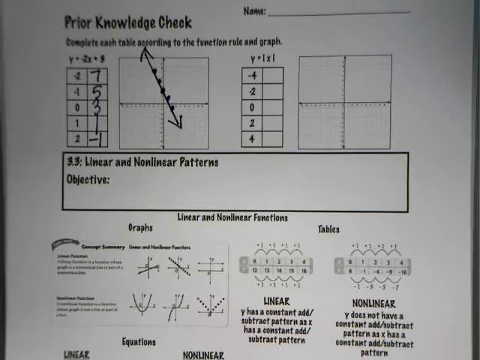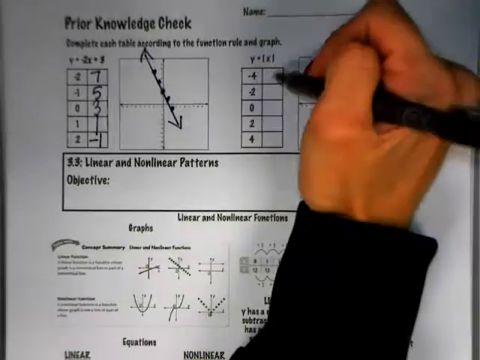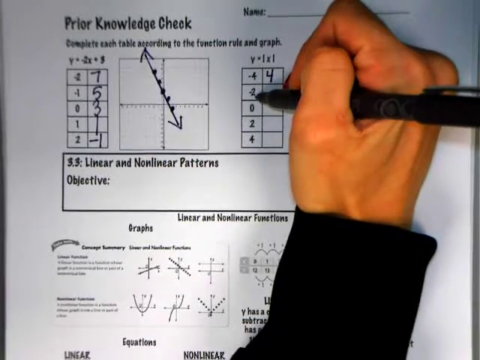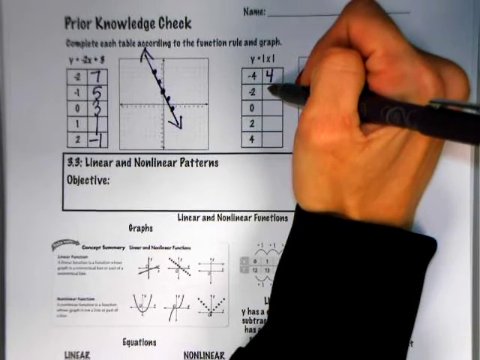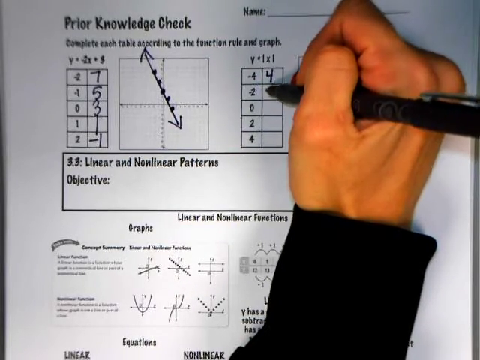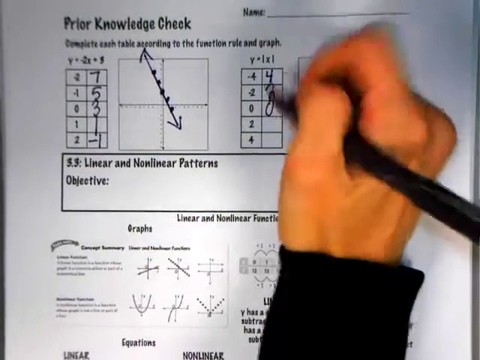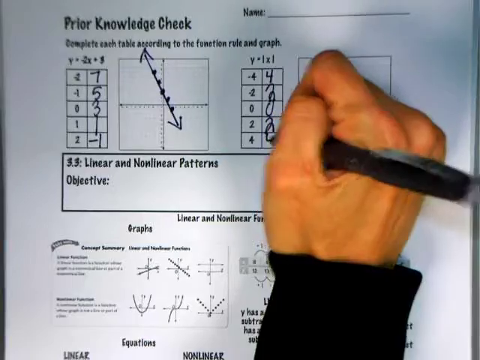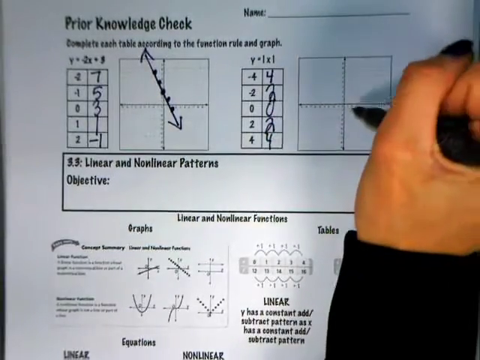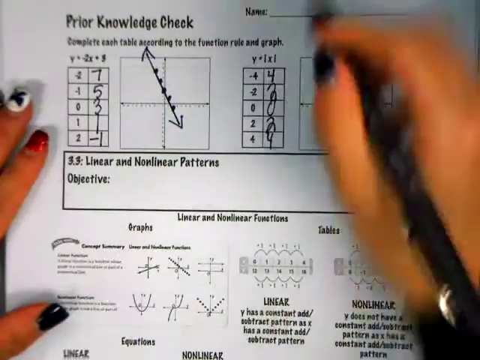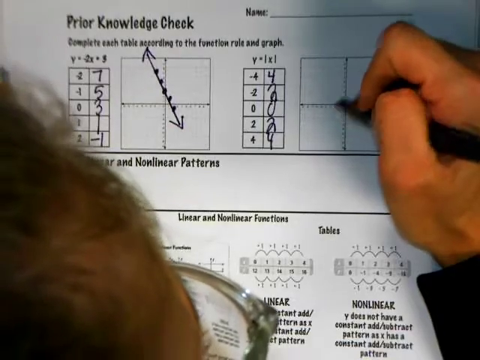All right, and then the second one's absolute value. So what's the absolute value of negative 4? 4. Of negative 2? 2. Of 0? 0. Of 2? 2. And of 4? 4. Absolute value is how far away. It's the distance from 0.